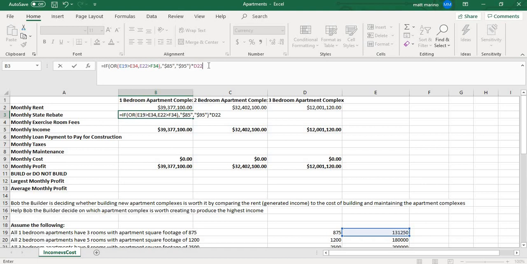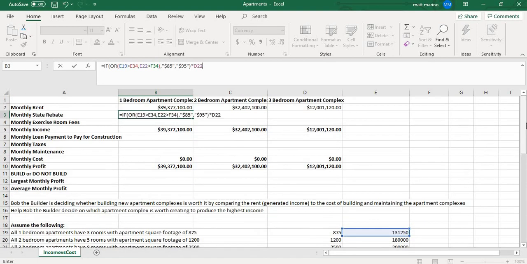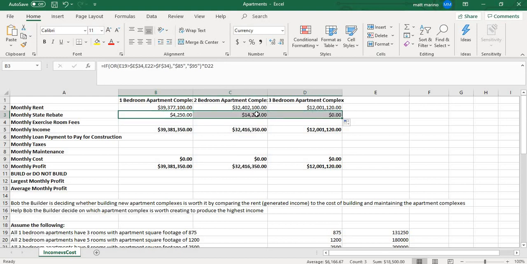D22 represents our number of apartments, 50, 30, 10 associated with each. Let's go back to E34 and make it an absolute cell reference. Let's also do the same for F34 so that when we hit enter, we can drag this formula over to our other cells. When we drag this over, you'll notice we need to change information again.